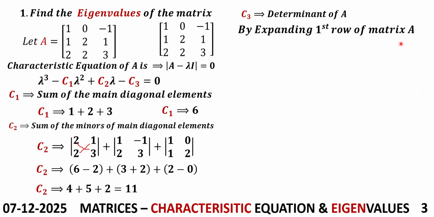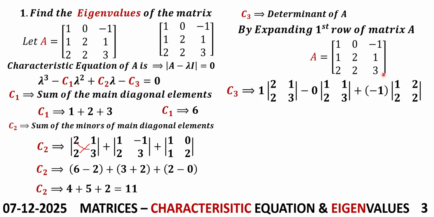Now let us see how to find out the determinant for your matrix A also by expanding the first row of the matrix. Make sure that in any row or any column, wherever the maximum number of 0s is there, we can expand with that, so that the multiplication will become 0 for the rest of the minor element values. Same matrix we have taken: 1, 0, minus 1, 1, 2, 1, 2, 2, 3.